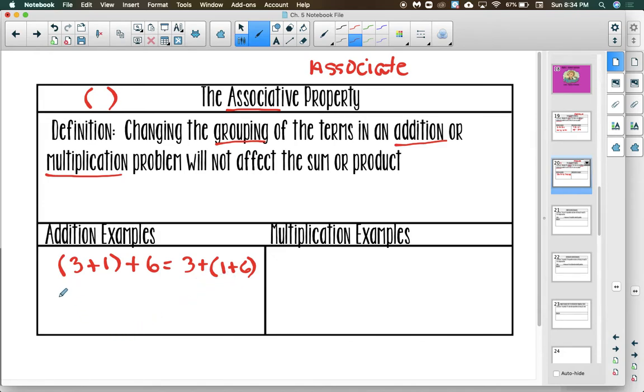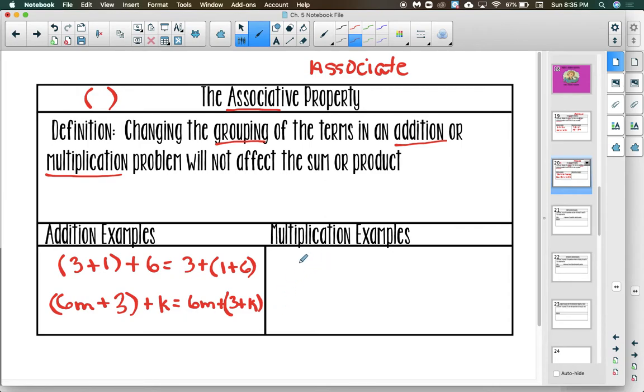An algebraic example could be 6m plus 3 in parentheses. So the quantity of 6m plus 3 plus k. And if we want to change the grouping there, we can take the parentheses out of this placement here and put them around the 3 and the k instead. So the 6m is no longer grouped, but the 3 plus k are grouped together. Okay, so they would be equal as well. That would not change the sum there.